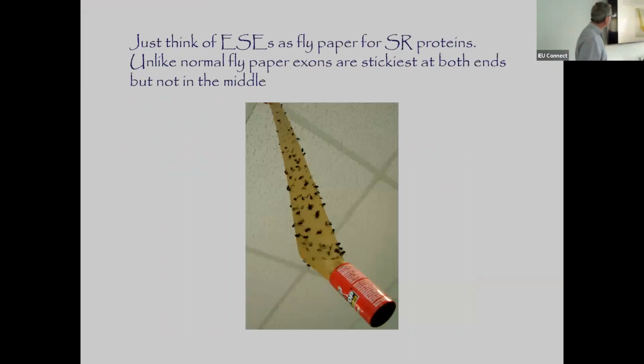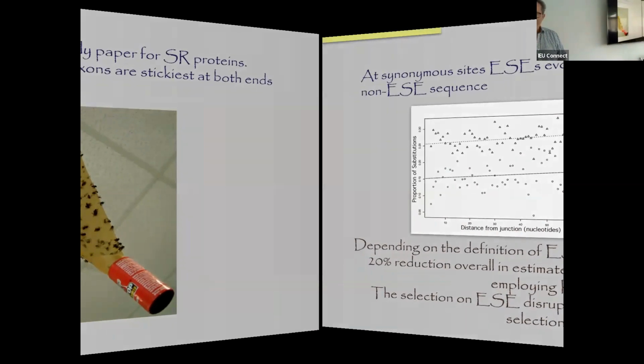But this is a way then to think about human exons. Human exons towards their ends are fly paper. They're fly paper for SR proteins. So they're sticky to attract these SR proteins to say, look, here's the end of the exon. This must be an intron because we've accumulated these things here. So as they are towards the ends of our exons, we're flypaper for SR proteins.